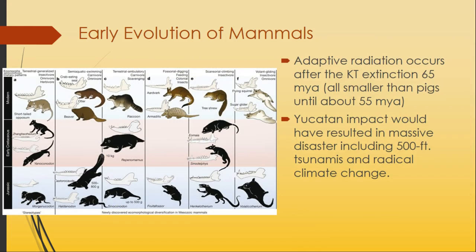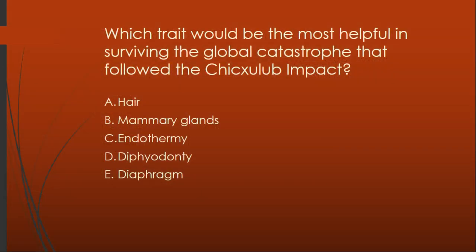Very cool, right? Now, in this early evolution of mammals, we get this massive adaptive radiation after the KT extinction, which is the extinction of dinosaurs. All of them are smaller than pigs until about 55 million years ago, and then you have that explosion. So it takes about 10 million years to get these really big mammals that you see today. And we've talked about the Yucatan impact earlier, right?